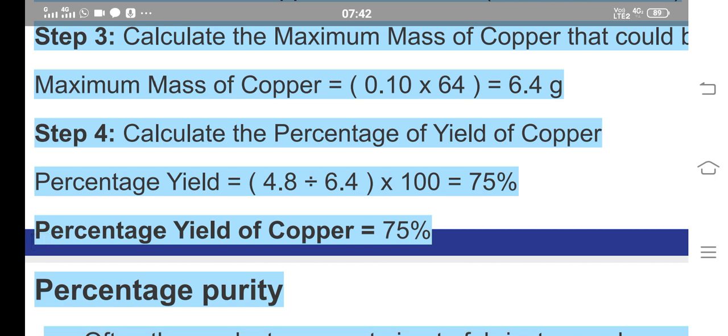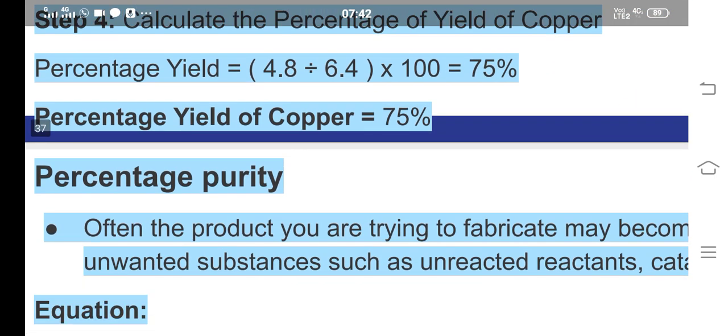And this is step 4, calculate the percentage yield of copper. Now the percentage yield equal to 4.8 divided by 6.4 multiplied by 100, and that will be 75%. So percentage yield of copper equal to 75%. So these are the various steps to calculate the percentage yield.